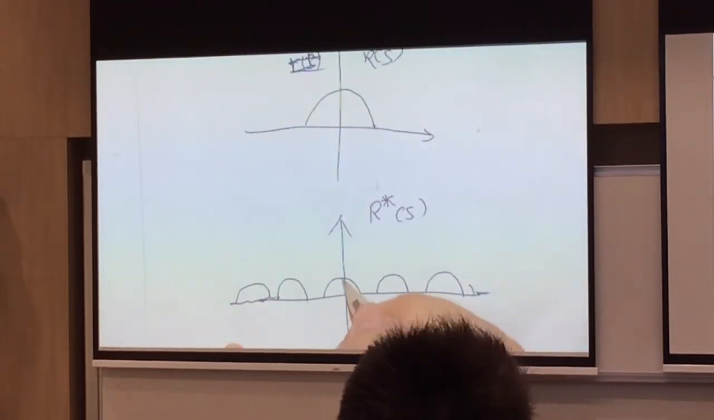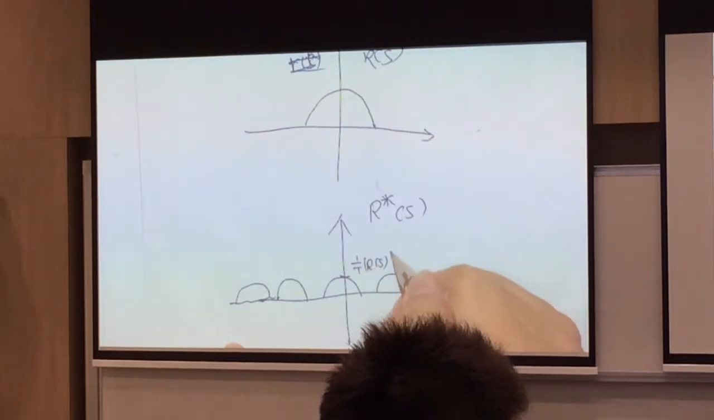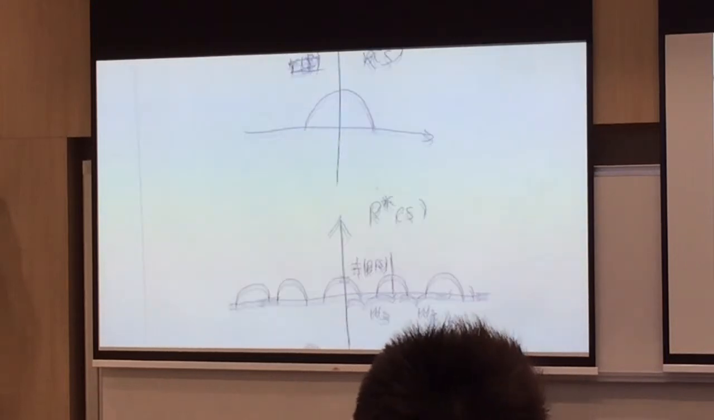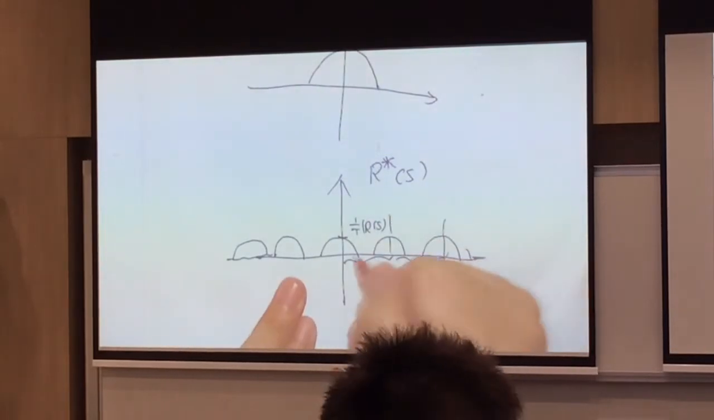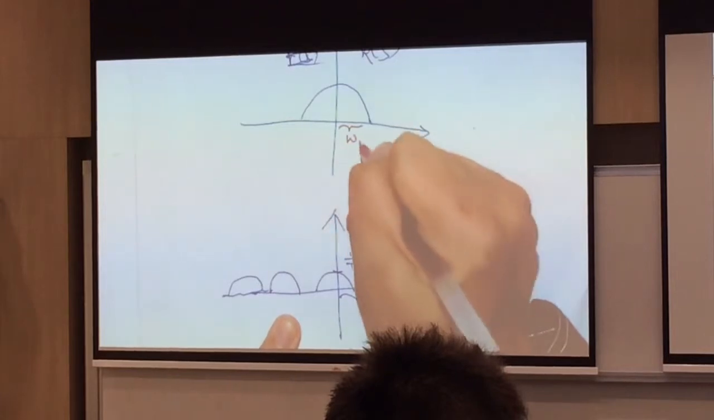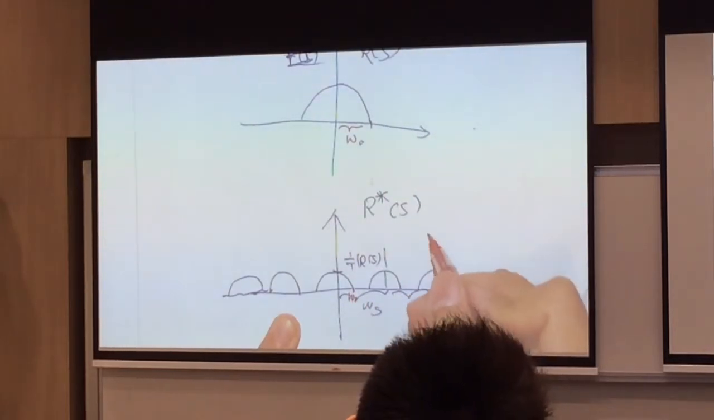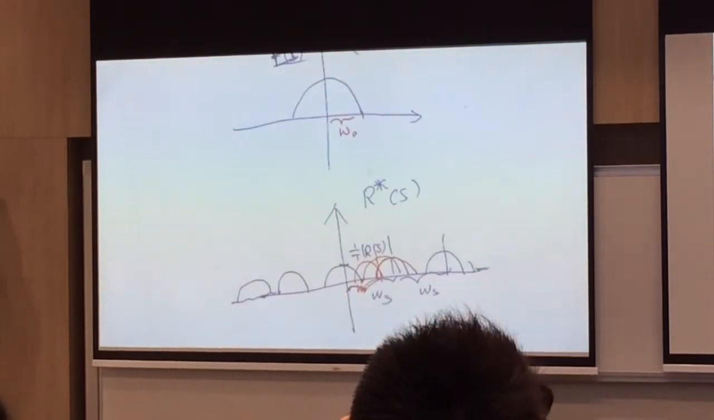And the magnitude of each copy is 1 over t of the Rs magnitude. This is your omega, and this is your omega s. But if your omega s is not large enough, let me see, this one is your omega naught, your highest frequency. If your omega s is not bigger than 2 omega naught, then you will have an overlap. So let me use another paper.